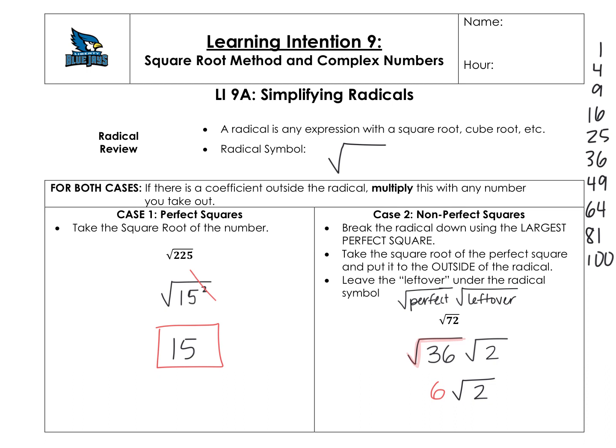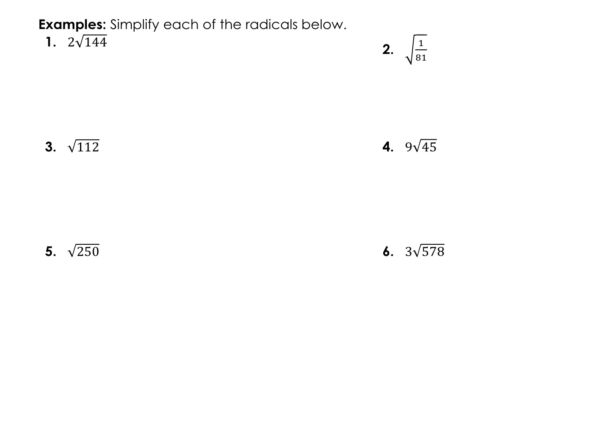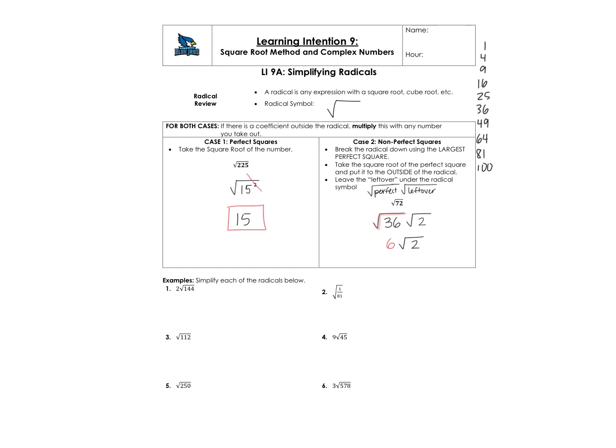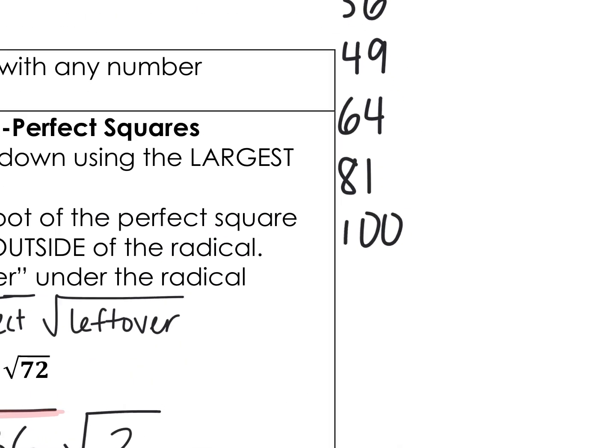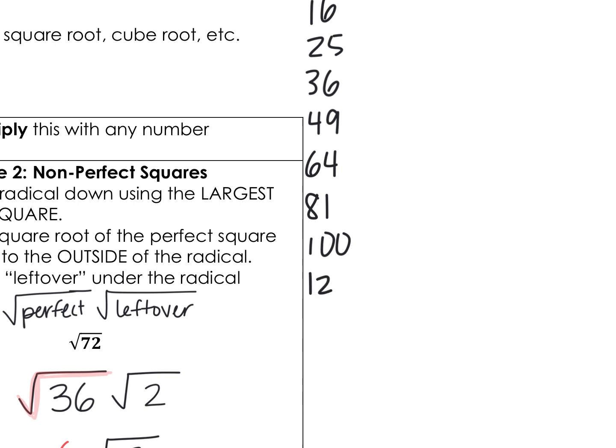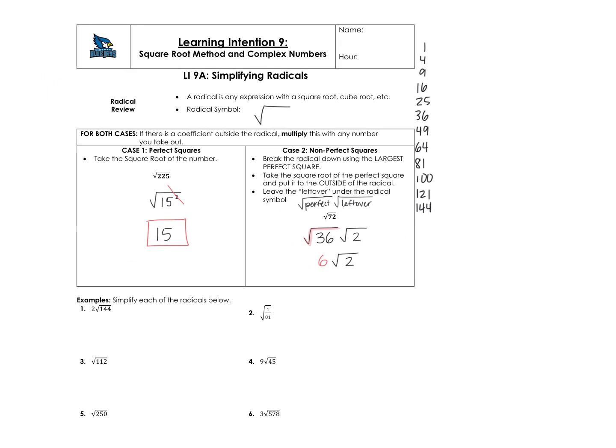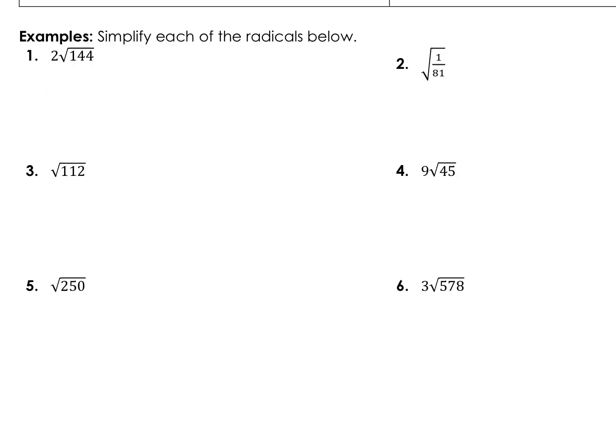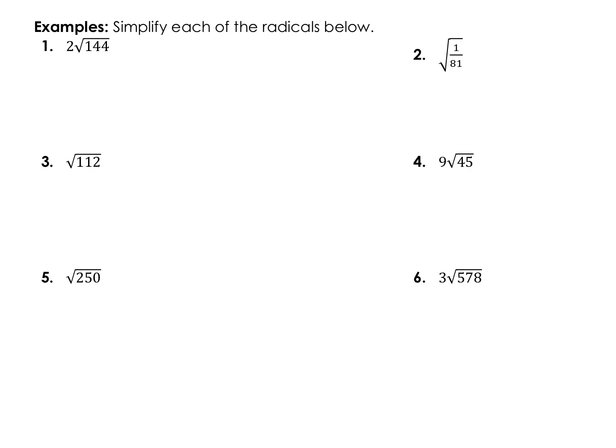Okay, so let's look at number 1. We've got some perfect squares here. We could add this to the list because if I keep my list going, it would be 11 times 11 is 121, 12 times 12 is 144. So 144, sorry, I'm zooming in a lot, is a perfect square. What is the square root of 144?